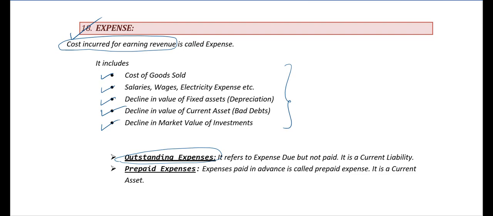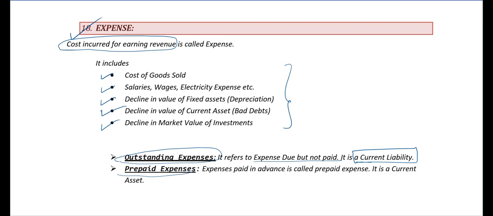Let's understand the term outstanding expense and prepaid expense. Outstanding expense refers to expense which is due but not paid. Expense payable, it has been incurred, the expense, but it has not yet been paid. That is called outstanding expense, an expense yet to be paid. An outstanding expense is a current liability.